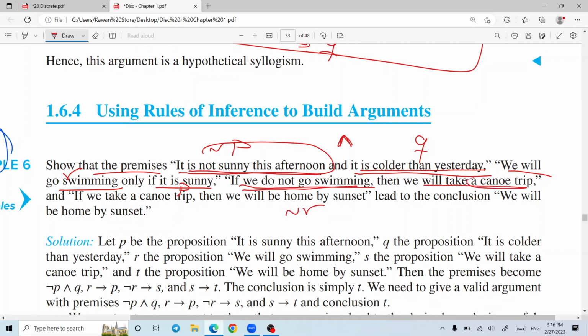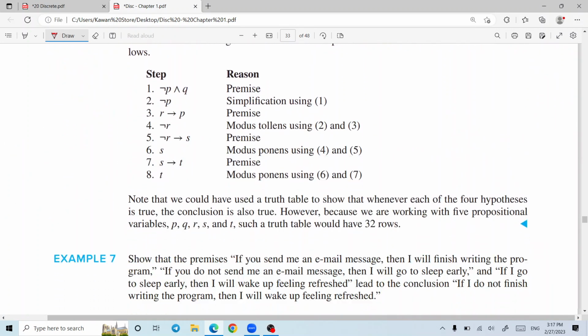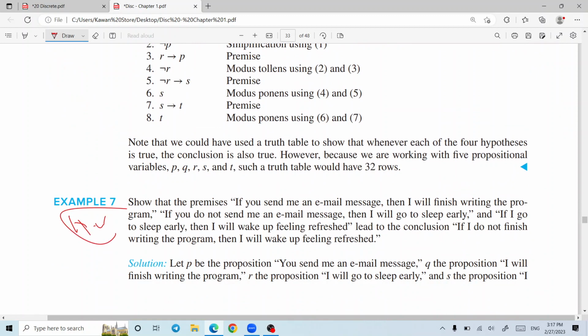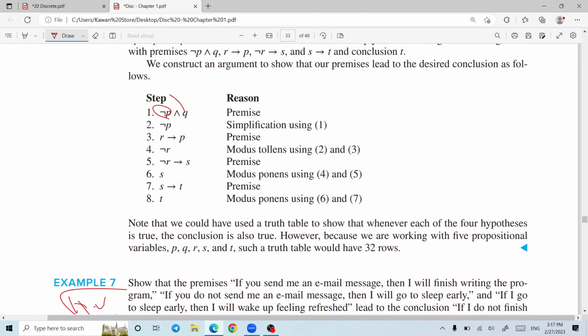Then we will take a canoe trip. Another one, S. If we take a canoe trip, again T, then we will be home. That one will be S, and that one will be T, to be in order. Up to you. Understood? Good. So I leave that one for you as homework. We solved the first one. Look here. Negation and negation R then P. Negation R, T, S. S then home, T.